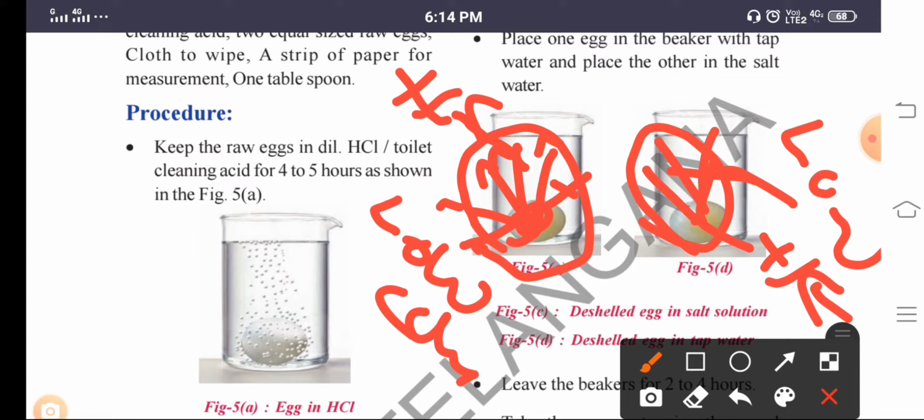What we observe: we have taken 2 decelled eggs in beaker C and beaker D. In beaker C we have poured salt solution, whereas in beaker D we poured water. So here in beaker C, what happens is water goes from the egg into the salt solution, whereas in D water enters into the egg.